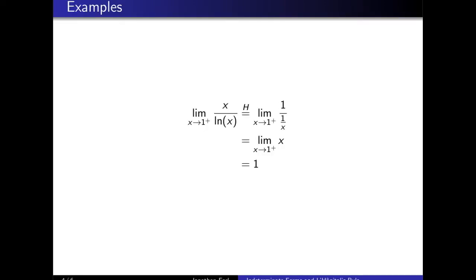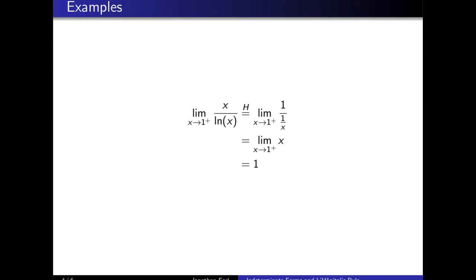Okay, for the next one, we have the limit as x goes to 1 from the right of x over natural logarithm of x. We could go ahead and do L'Hopital's rule. We'd wind up with the limit as x goes to 1 from the right of 1, all divided by 1 over x. Simplify that out, we get the limit as x goes to 1 from the right of x, which is just 1.